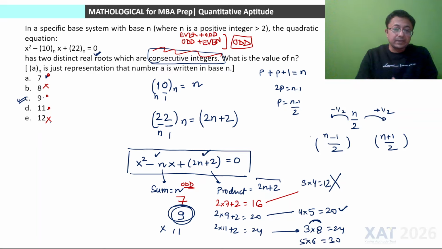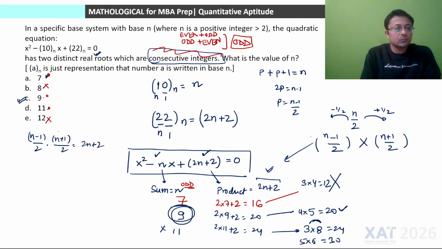अब इनका प्रोडक्ट हमें पता है 2n plus 2, अप्लाई कर दो. So n minus 1 by 2 into n plus 1 by 2, this must be equal to 2n plus 2. So n square minus 1 by 4, or n square minus 1 is equal to 4 times 2n plus 2. So n square minus 1 is equal to 8n plus 8. So n square minus 8n minus 9, this is equal to 0.